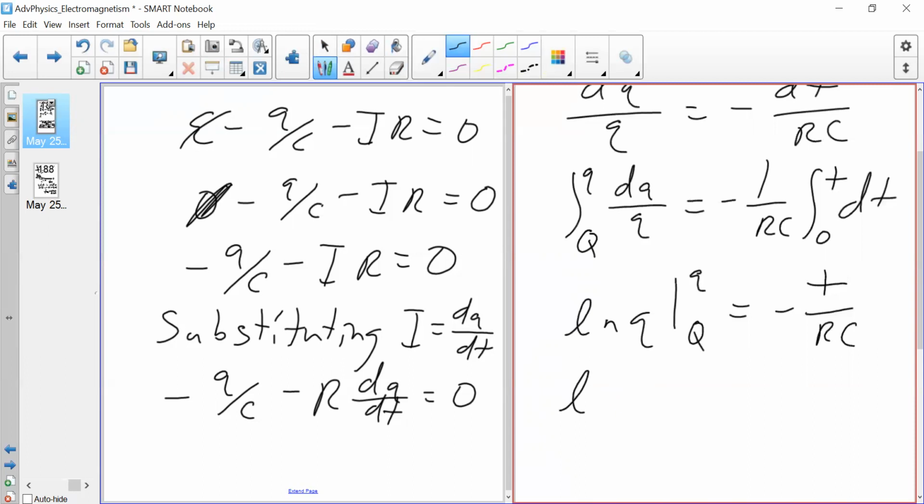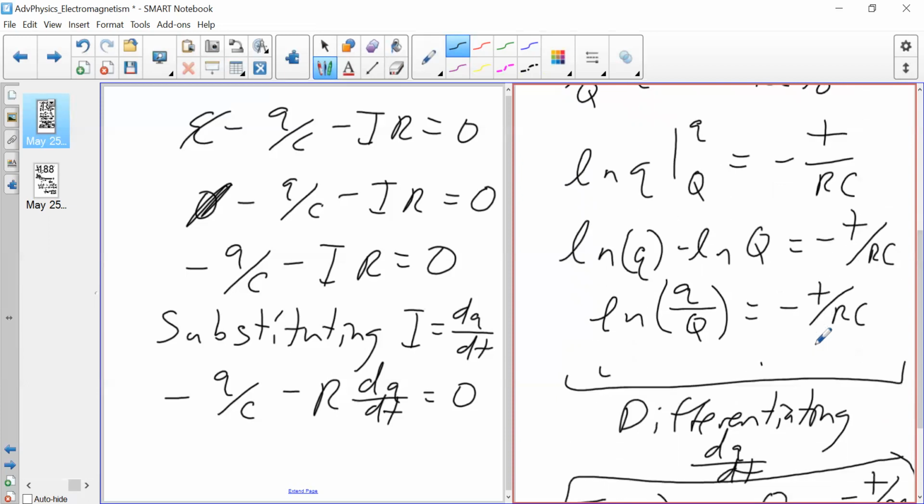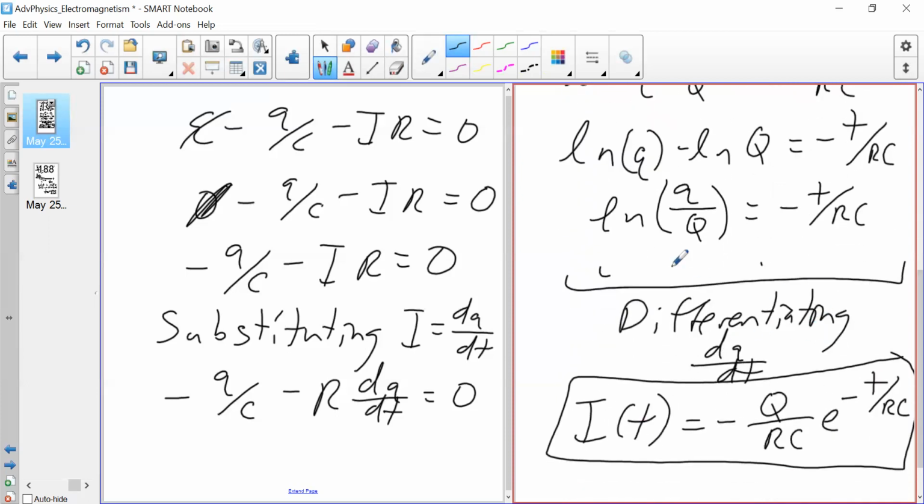So when we do this, it's going to be natural log of q minus natural log of large q, equals negative t over RC. And so using the natural log rules, this is going to be natural log of q over large q, which we saw, the expression that we saw before, and that's going to be equal to negative t over RC. Okay, let me erase this because it's also part of the end.